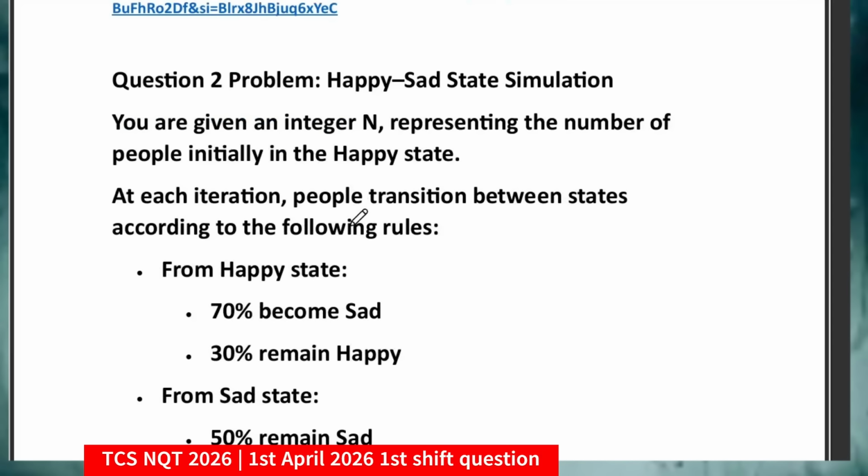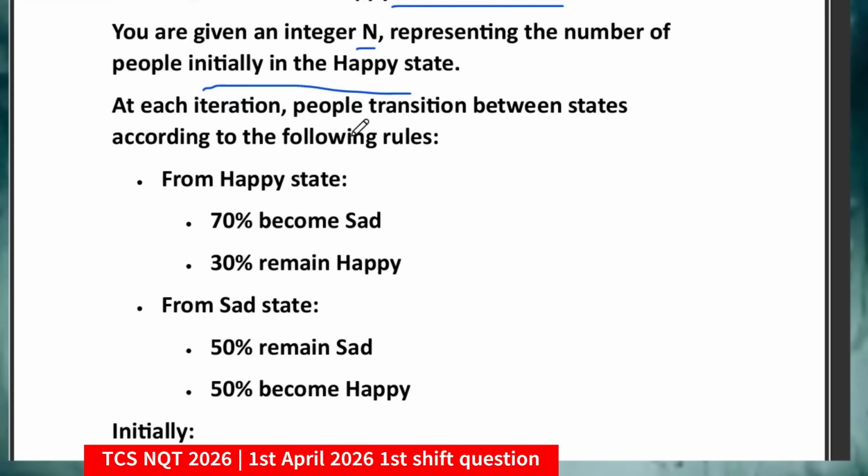This was also not that easy, but a little bit tricky question. So what was the question? Happy Sad State Simulation. You are given an integer n representing the number of people initially in the happy state. So you have to take an integer n, which denotes the number of people initially in the happy state. And in each iteration, people transition between the states according to the following rule.